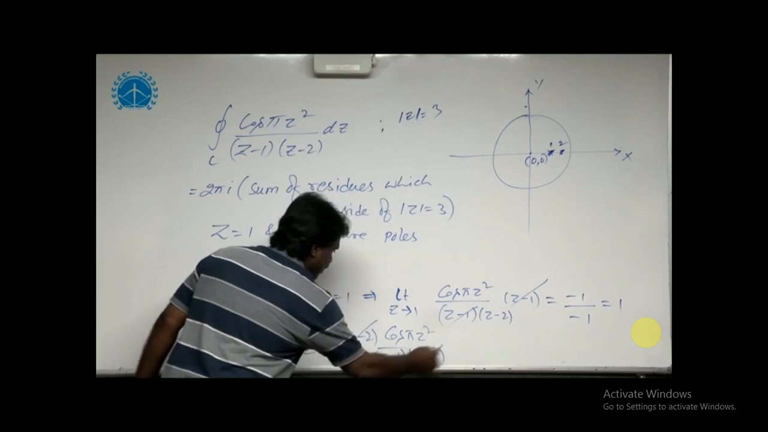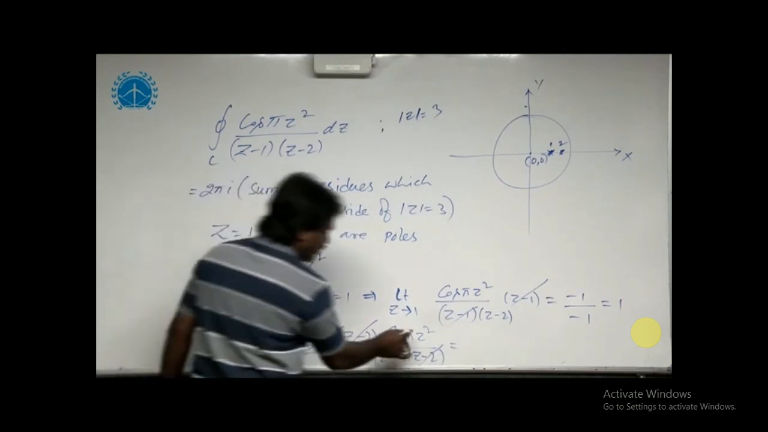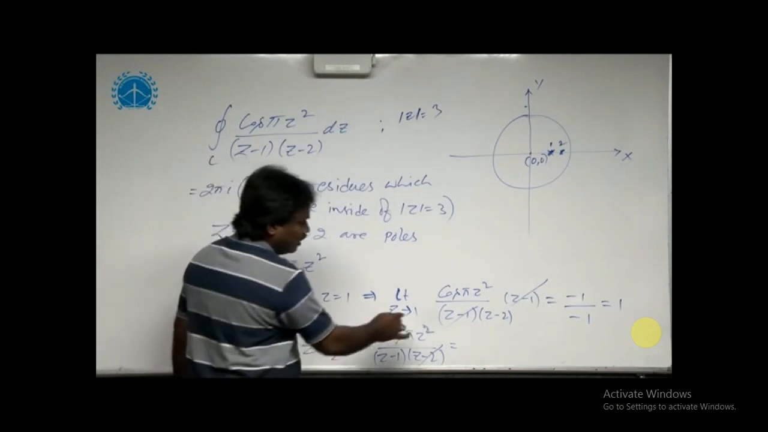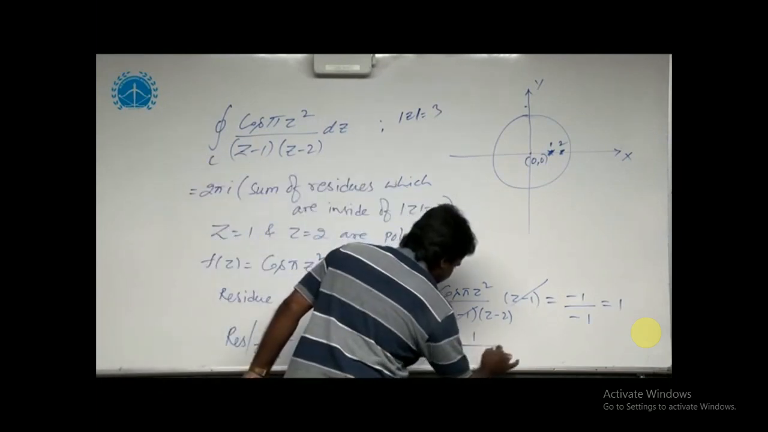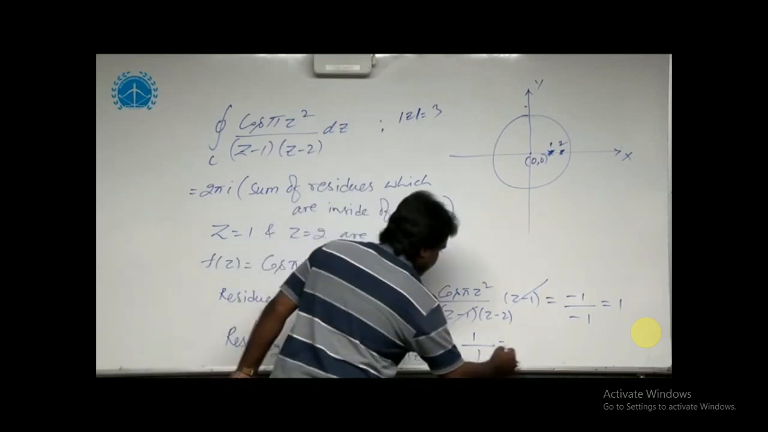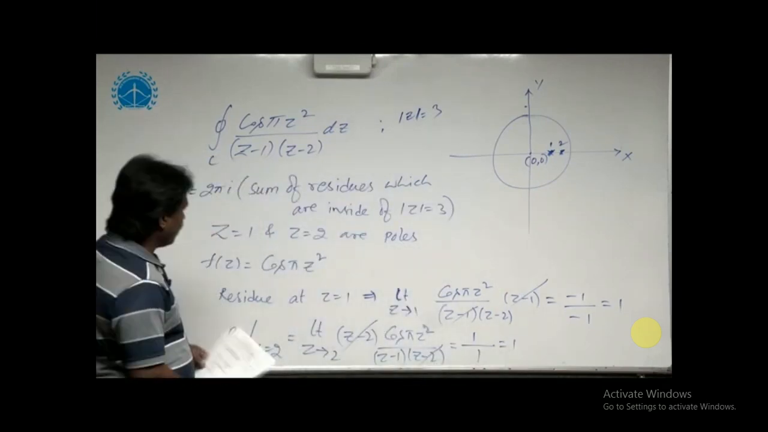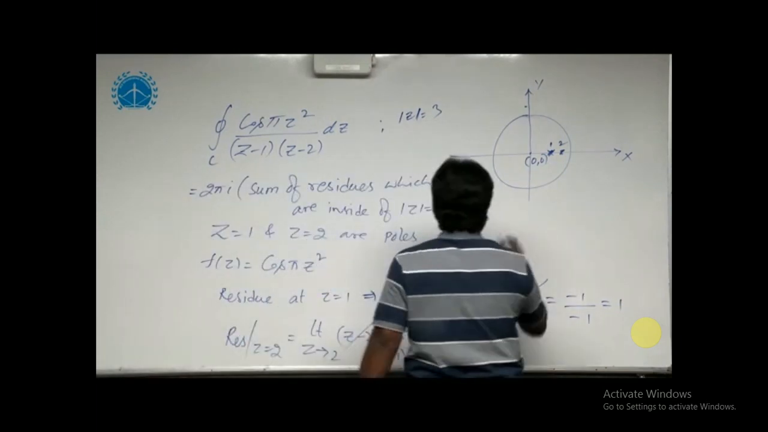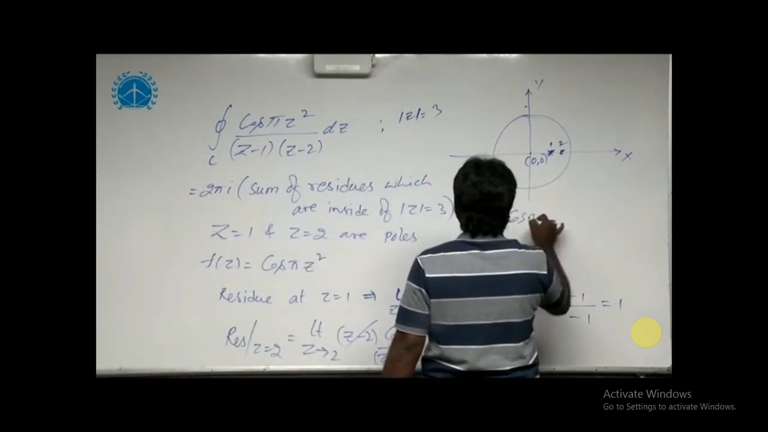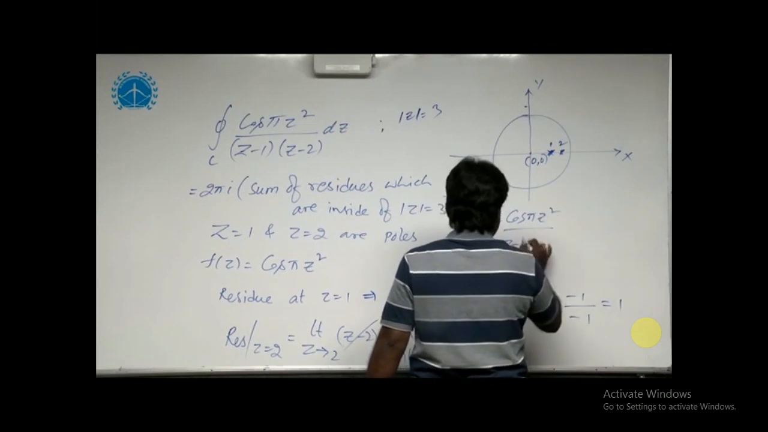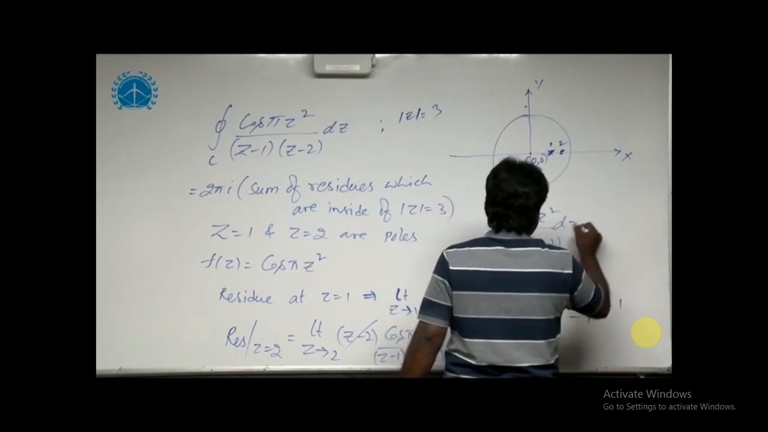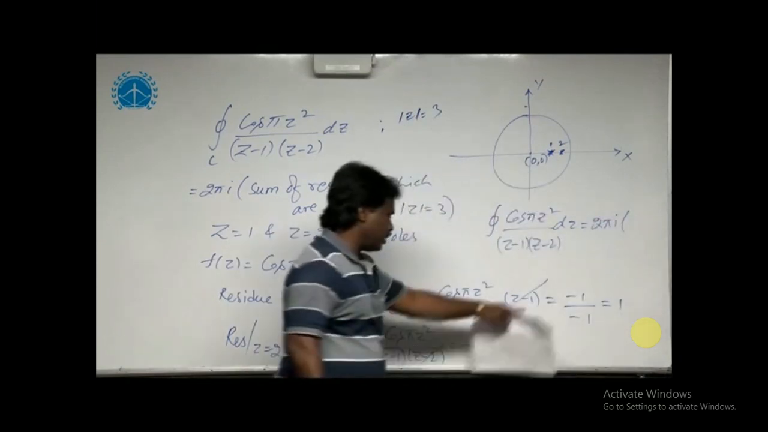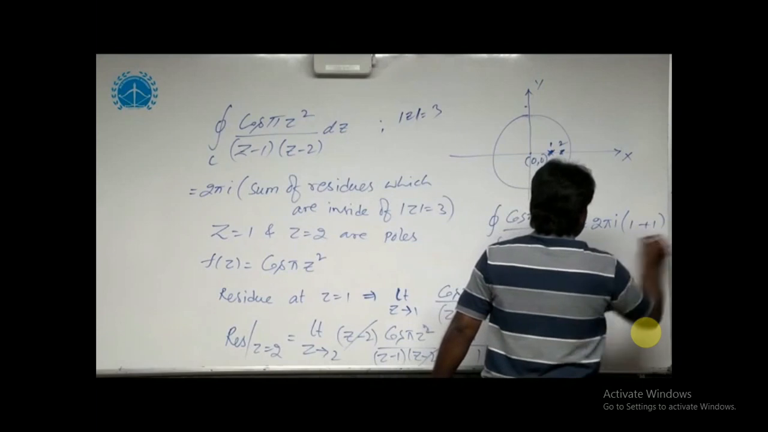So these two will cancel. So z tends to 2. Once you substitute z tends to 2, we get cos 4 pi. Cos of even multiples of pi is always 1, so 1 by (2 minus 1) is 1. It is also equivalent to 1. Therefore, as per this condition, the integral of cos pi z square by (z minus 1) into (z minus 2) dz is equal to 2 pi i into the sum of residues, that is 1 plus 1, so it is 4 pi i.